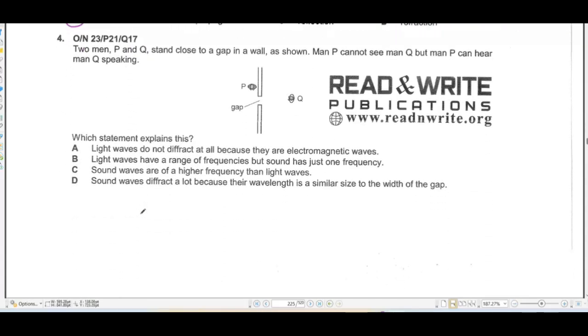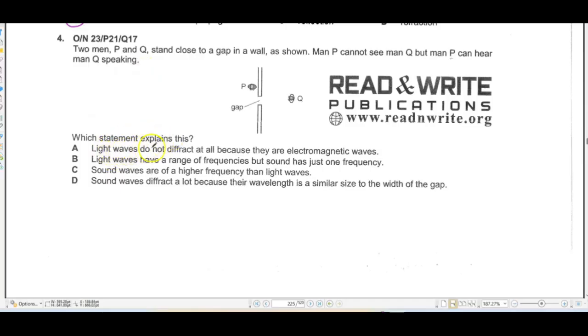Moving on to question number 4. Two men P and Q stand close to a gap in a wall. Man P cannot see man Q, but man P can hear man Q speaking. Which statement explains this?